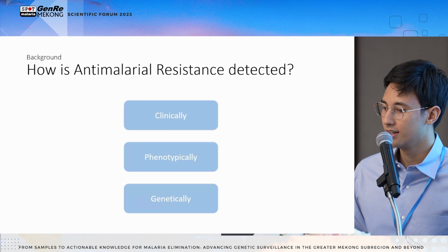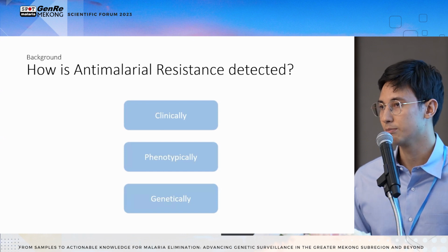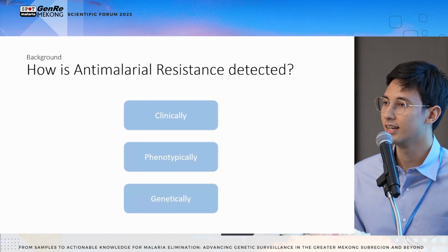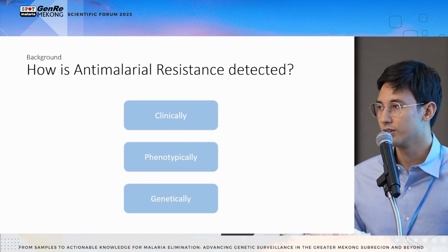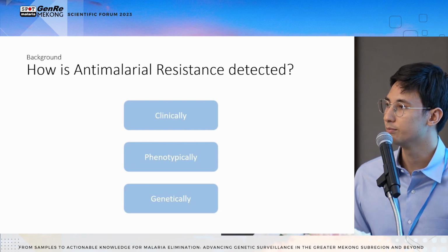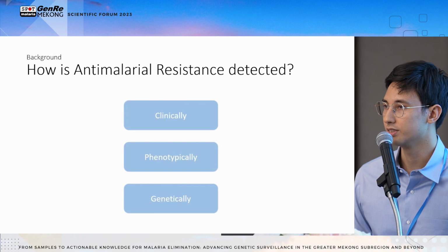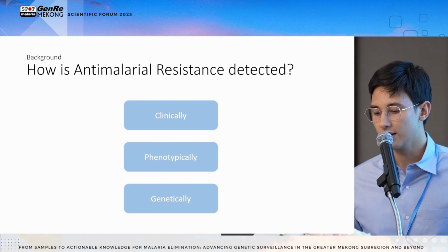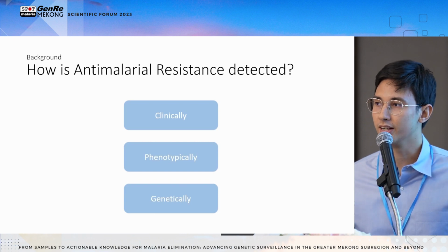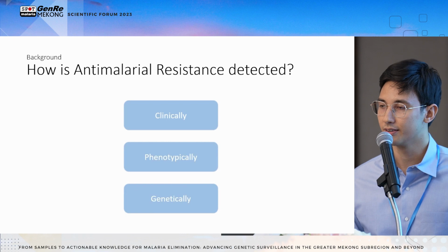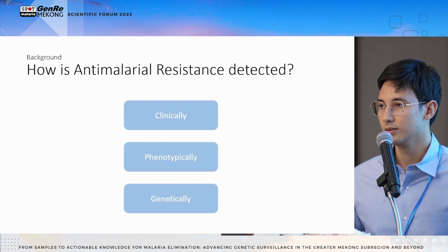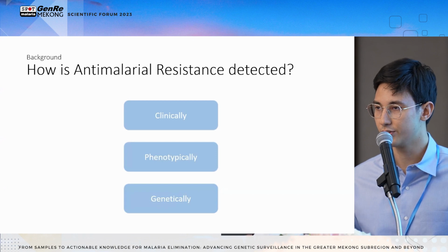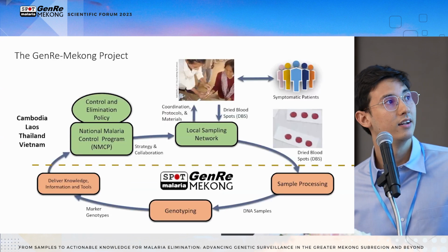And lastly, there are genetic methods, for example, PCR or amplicon sequencing. But with genetic methods, you're not detecting resistance directly, but markers associated with resistance, or in ideal situations, the markers that give rise to resistance. Of these three methods, the most high throughput and cost-effective method would be genetically. And so that's what most surveillance activities implement. And that's where the GenRe-Mekong project fits in.